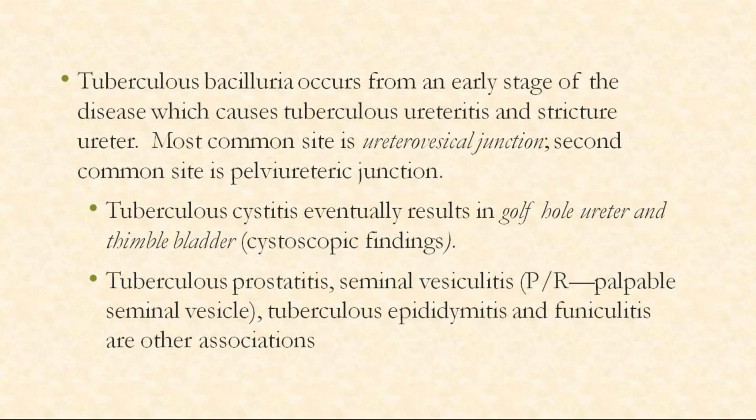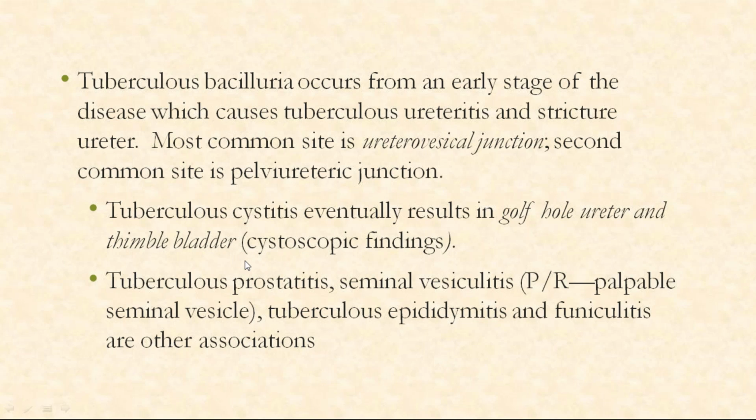Next, what pathology develops in tuberculosis of the kidney? Tuberculous cystitis. When you do a cystoscopic examination, the ureteric orifices on either side of the trigone look like a golf hole ureter, or thimble bladder. That means a small contracted bladder is seen. That is called thimble bladder.